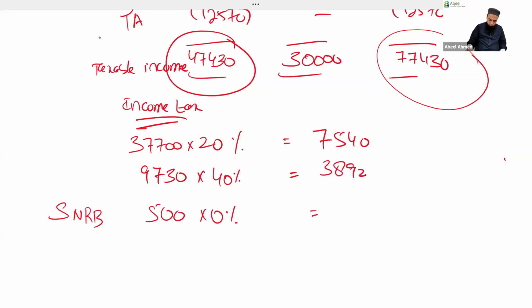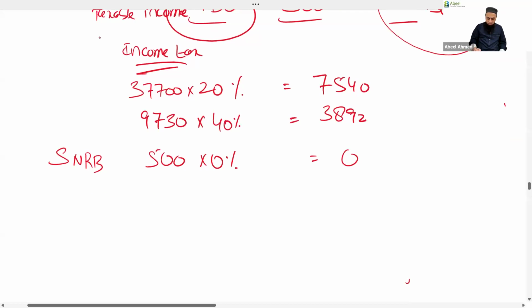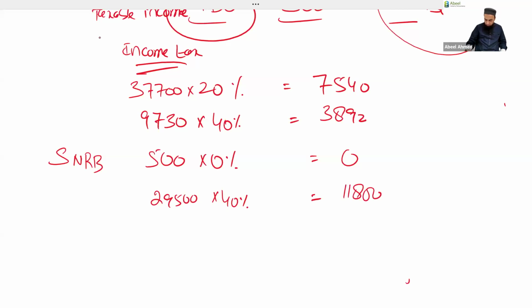£500 into 0% is 0. Total saving income is 30,000. Out of this 30,000 we have taken nil rate band. The remaining 29,500 actually falls in the higher rate band because the basic rate band is already utilized by the non-saving income. Applicable rate is 40%. 29,500 into 40%, so I'm getting 11,800.